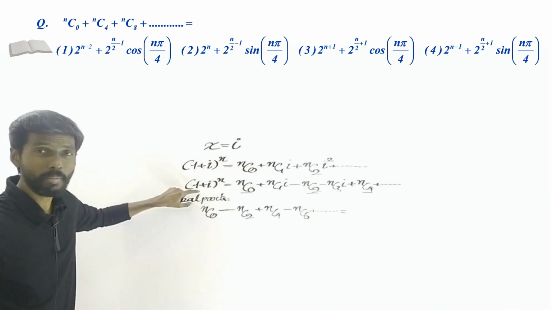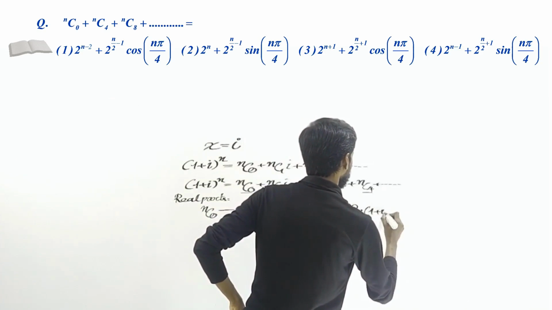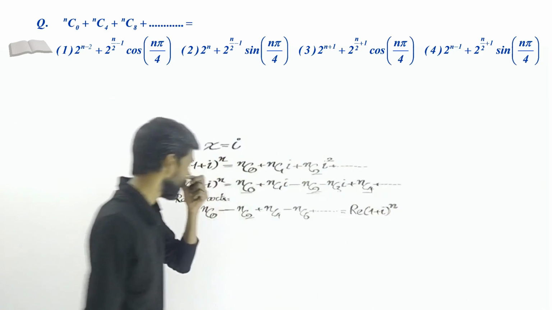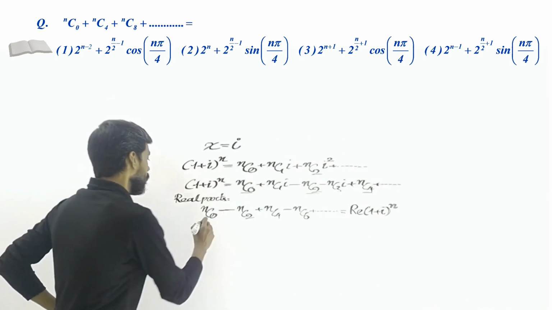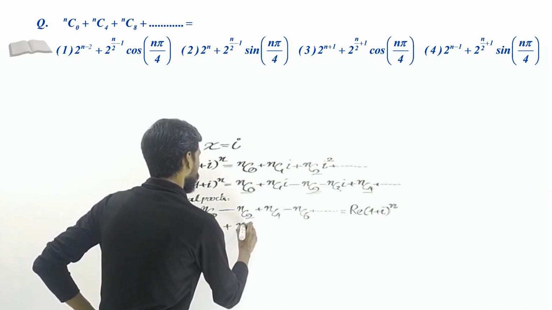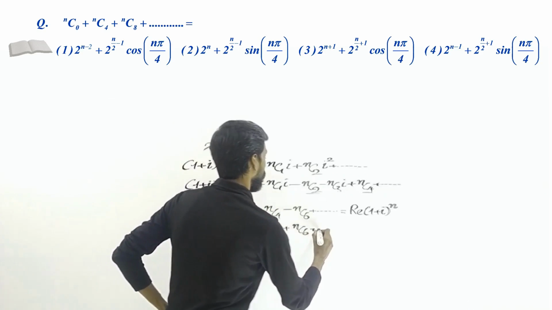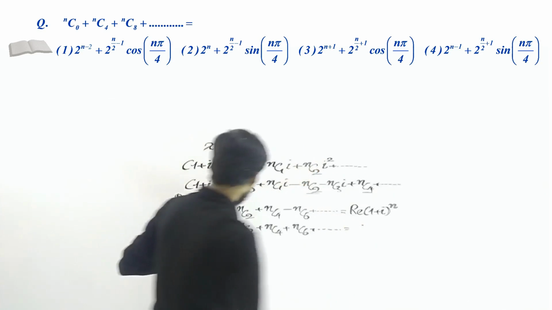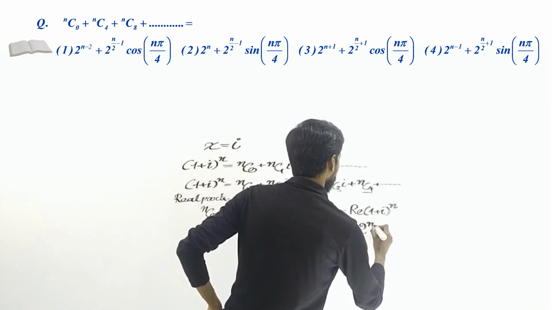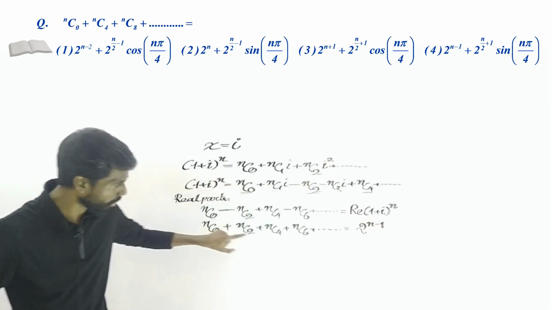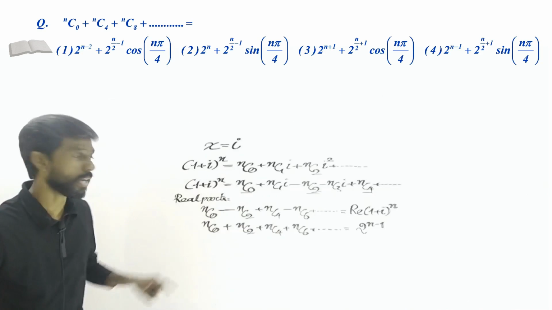Now we have to find the real part of this. How to find the real part of (1 plus i) to the power n? We'll find that later. This is the result we have derived now. But we've already got a result if you only take these values, all plus: NC0 plus NC2 plus NC4 plus NC6, all positive. This is the result you derived previously, that equals 2 to the power n minus 1, for only the even values of r. So that is already known.